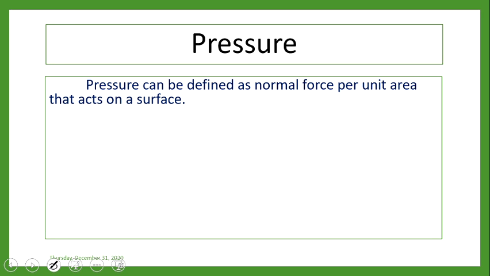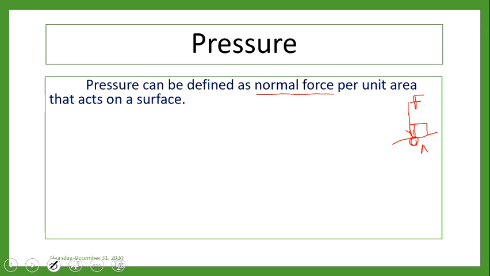Now, what is pressure? Pressure is defined as a normal force per unit area that acts on a surface. Now, the first key term that we need to explain here is the meaning of normal force. Normal force is a force that is acting perpendicular to the surface. And the area occupied by that force is what we refer to as the area.